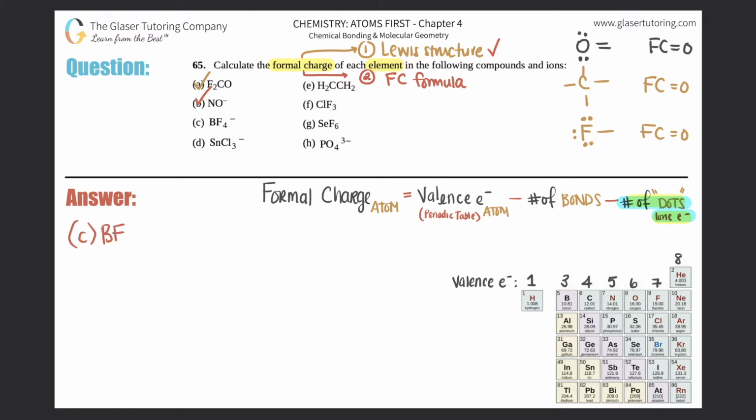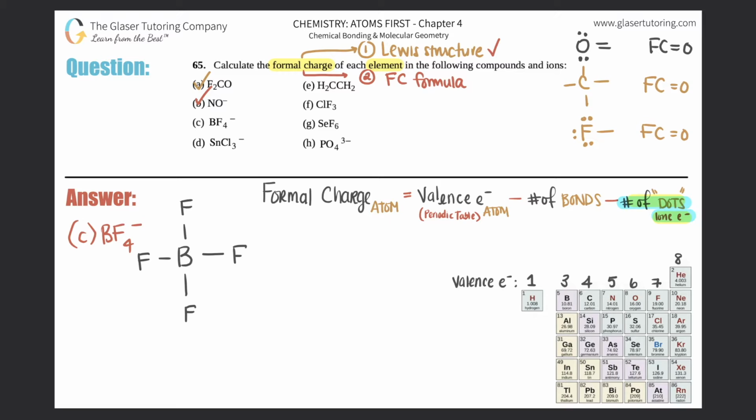BF4 minus. There's a charge, which means that some atom, or a couple of atoms, have charges, and it has to equal -1. You could pause the video if you want to try to make your own Lewis structure, but this one would be boron in the middle, surrounded by 4 fluorines. That's a little ugly. Okay, 4 fluorines.